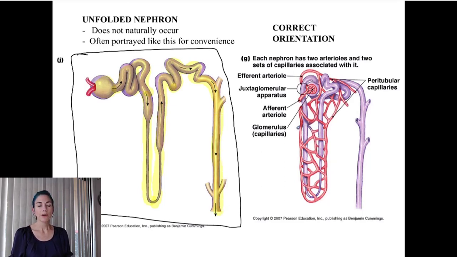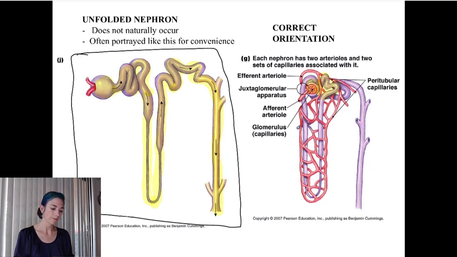Okay, notice that I have the phrase unfolded nephron. Nephrons do not normally look stretched out like that. Rather, if you look at a real nephron, it's folded in on itself. So let's actually trace it on the right picture. So we have here Bowman's capsule. You can see the glomerulus is inside.